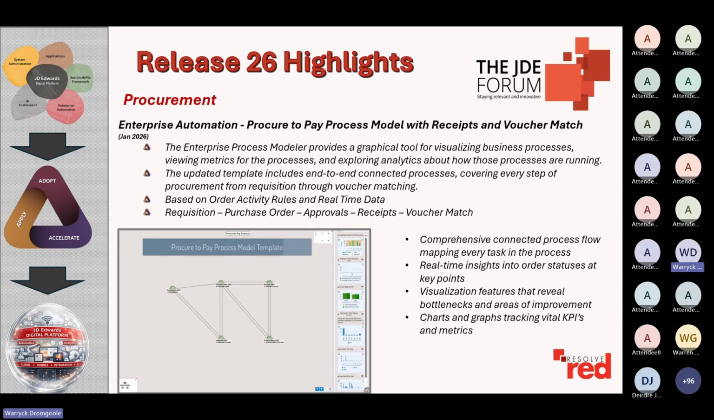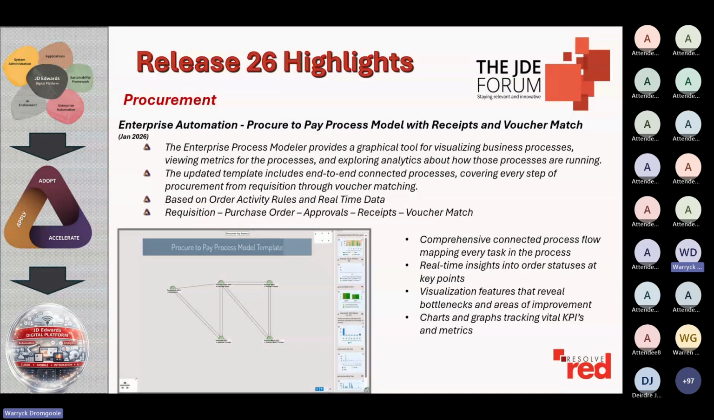So first off, on the procurement side, we have the enterprise automation, the procure to pay process model with receipts and voucher match. The enterprise process model provides a graphical tool for visualizing business processes, viewing metrics for the process, and exploring analytics about how these processes are running. It enables you to monitor and measure the processes that are essential to your operation.